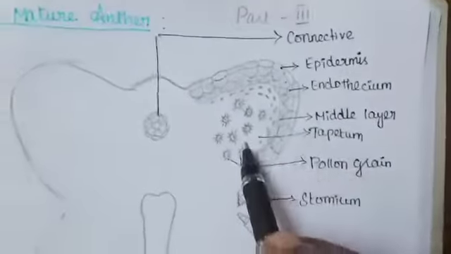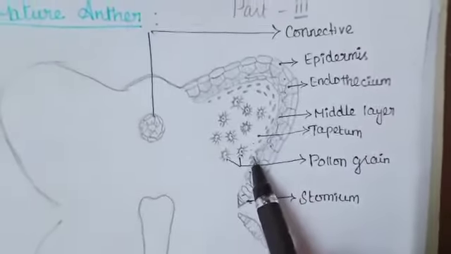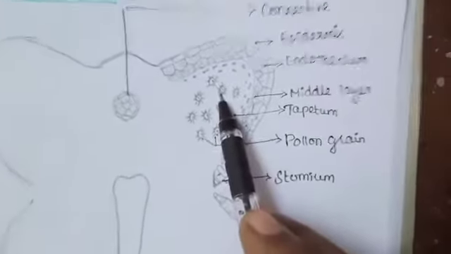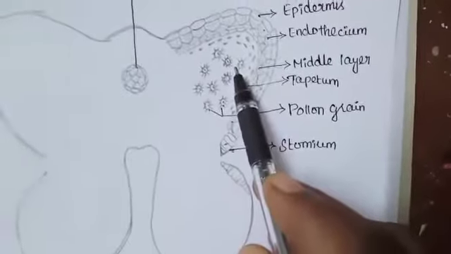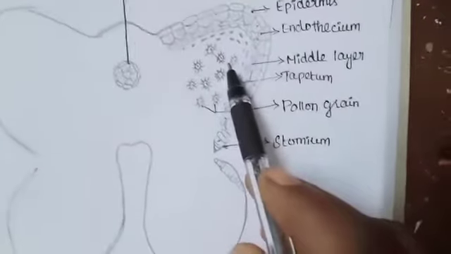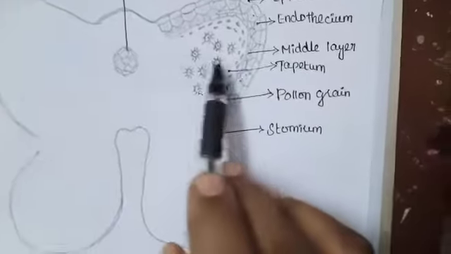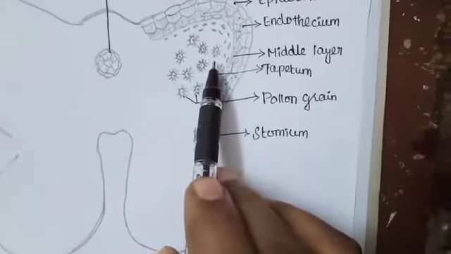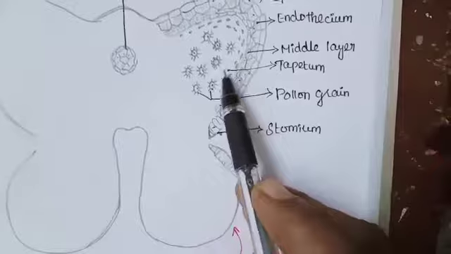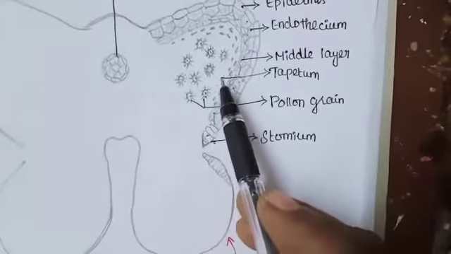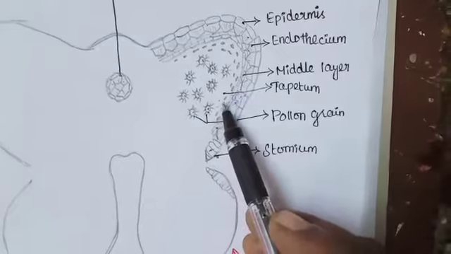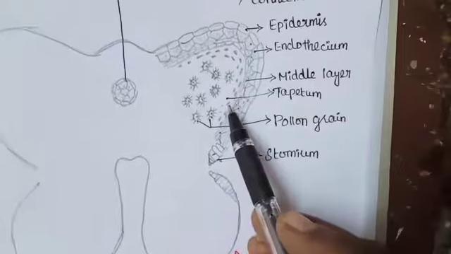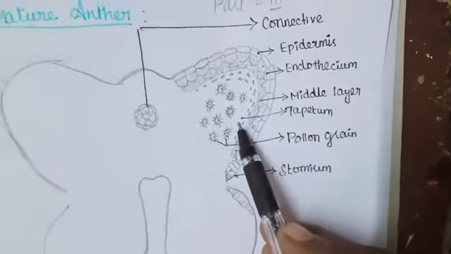Next, tapetum. It is the innermost layer of the anther wall, and it is derived partially from the peripheral wall. Periphery means outer side, peripheral wall, and then partially from the connective tissue of the anther, lining the anther locules. The tapetum is dual in function. One, it nourishes the developing sporogenous tissue, microspore mother cells and microspores.